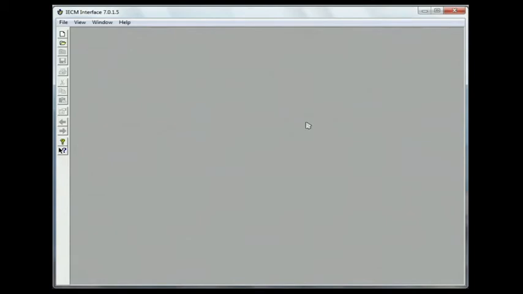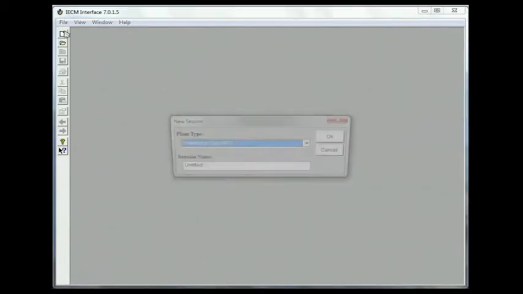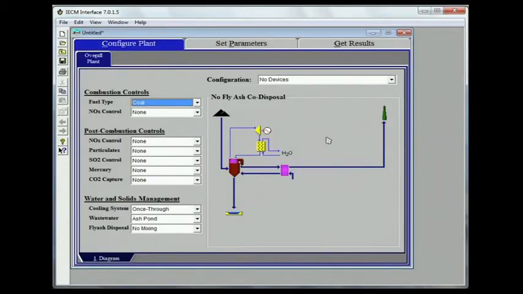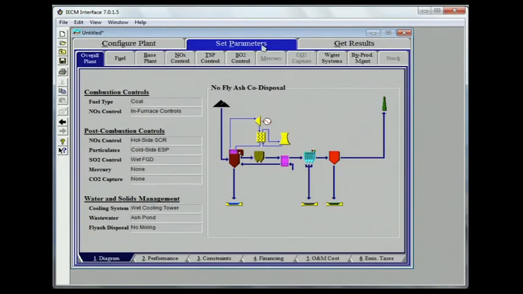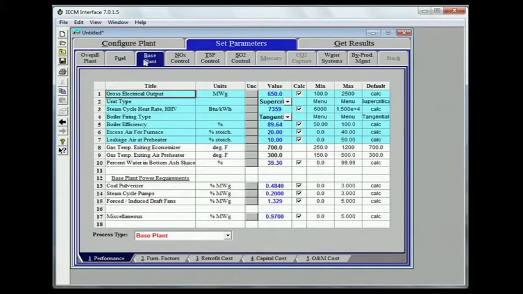Let's begin by starting a new session. We'll use a pulverized coal plant which meets the new emissions requirements for any new source performance plant. Navigate to Set Parameters and then select Base Plant, although it should be noted that all of the top tabs would have a similar screen. Next, we'll select Capital Costs.